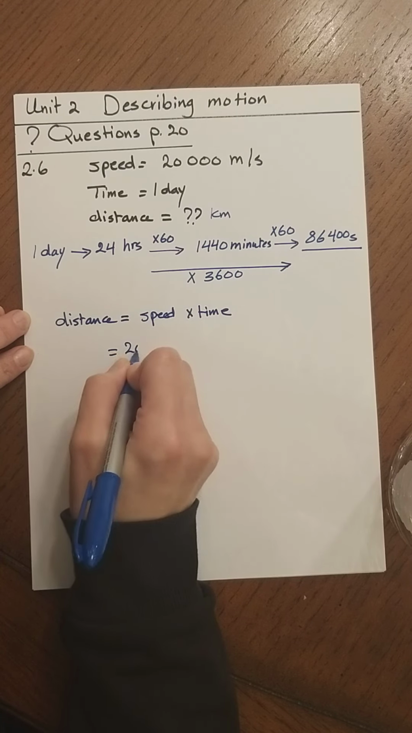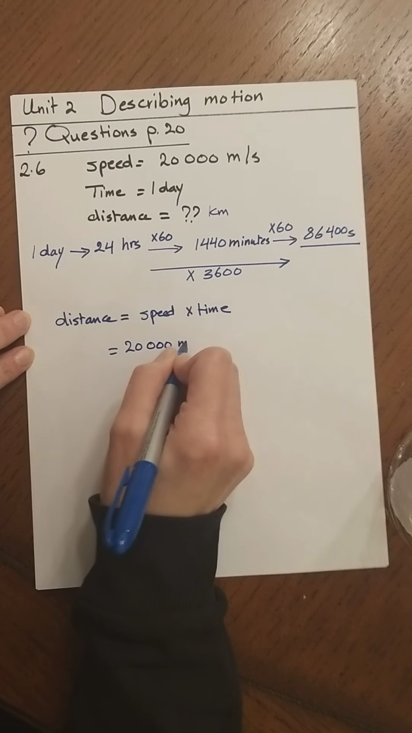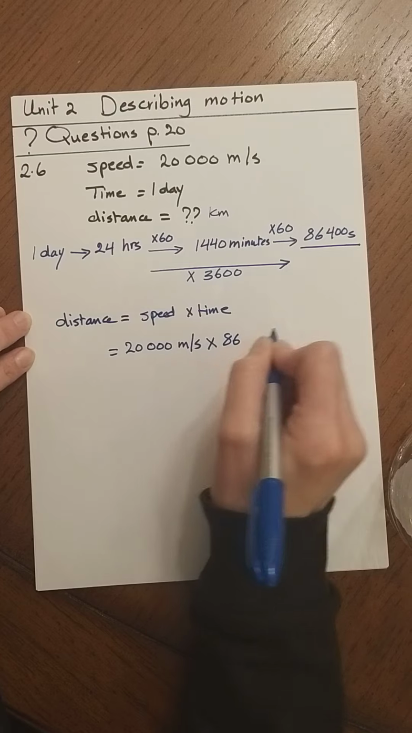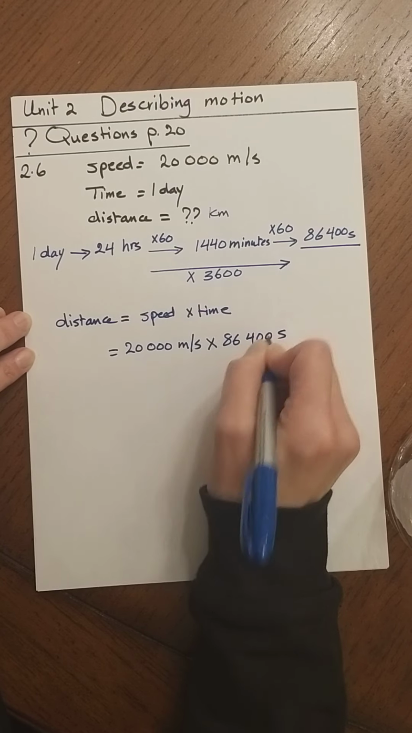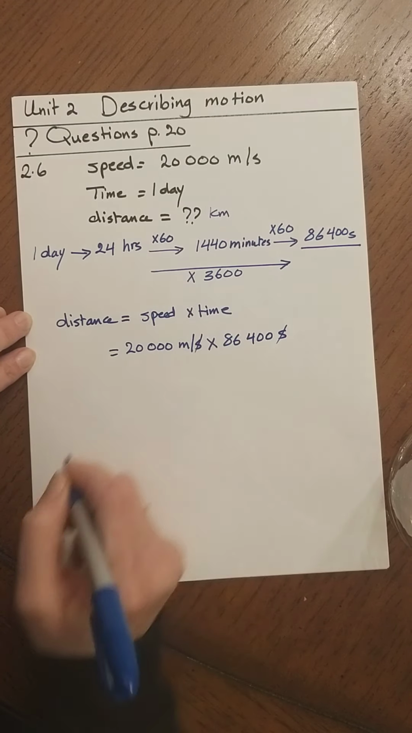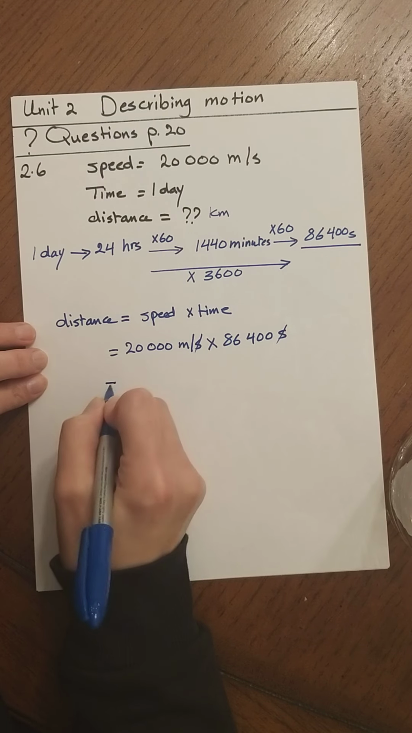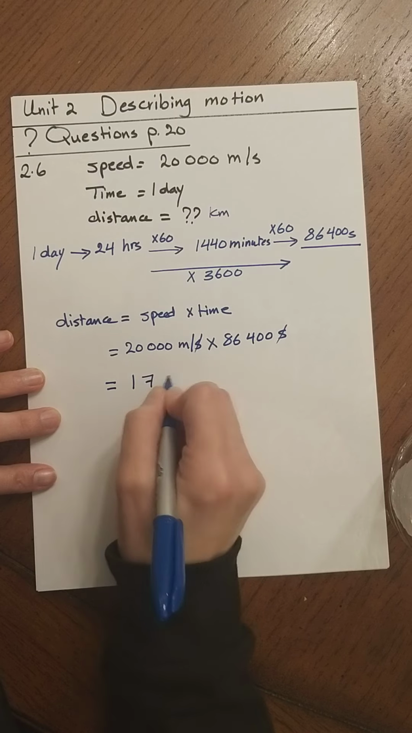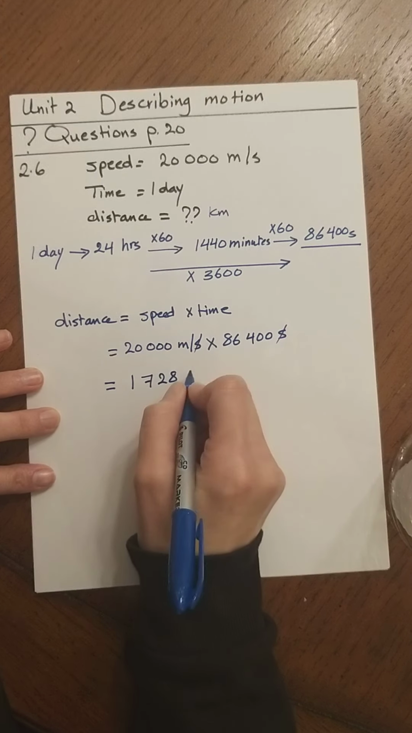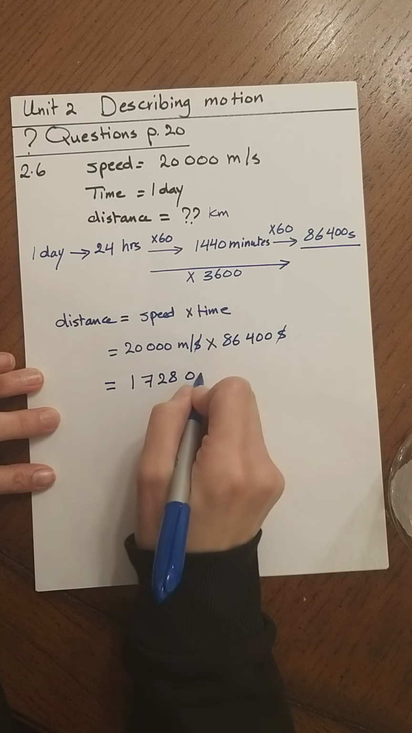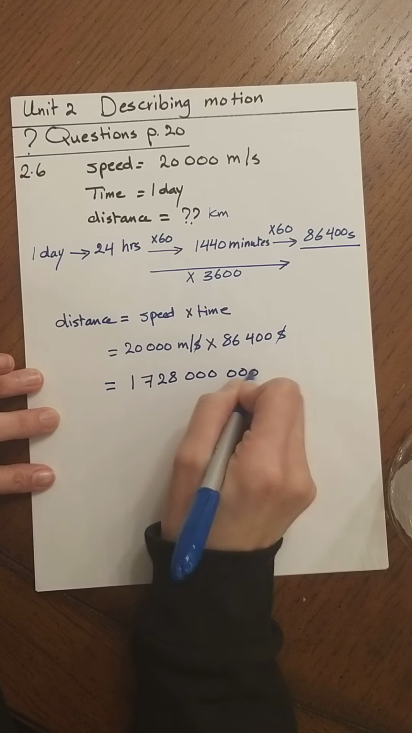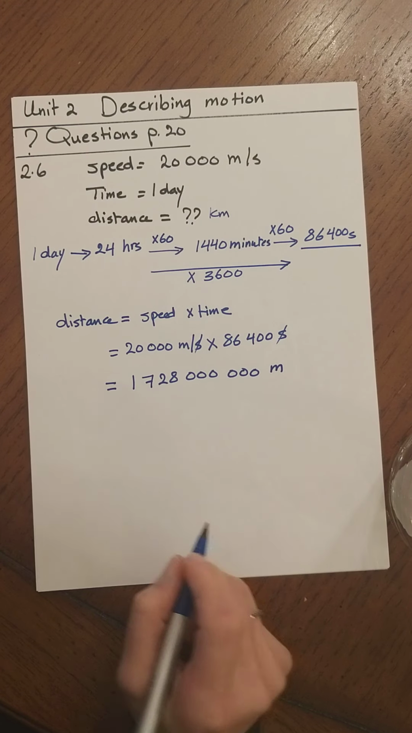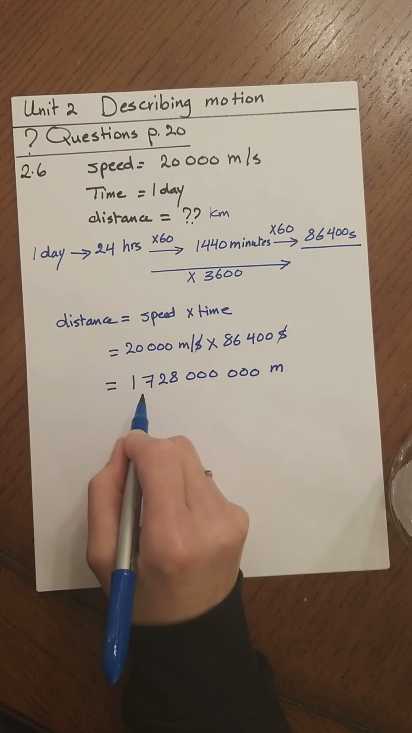Speed is 20,000 meters per second multiplied by 86,400 seconds. Eliminate second with second. And our answer is 1,728,000,000 meters. So this is the distance it's traveling in one day.